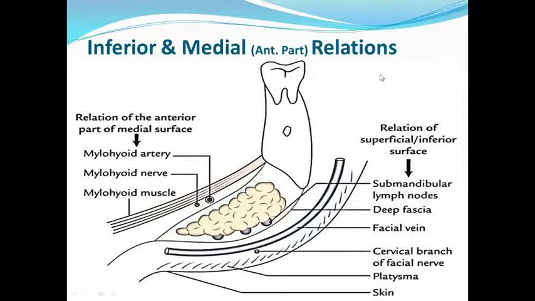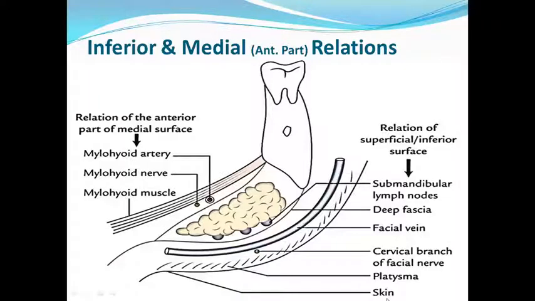Now we will define the relations of the submandibular gland, basically the superficial part. As we have already defined the surfaces, we will first define the relations of the inferior or superficial surface, then the relations of the medial surface. The medial surface relations will be defined in three parts, and the relations of the anterior part will be defined first.